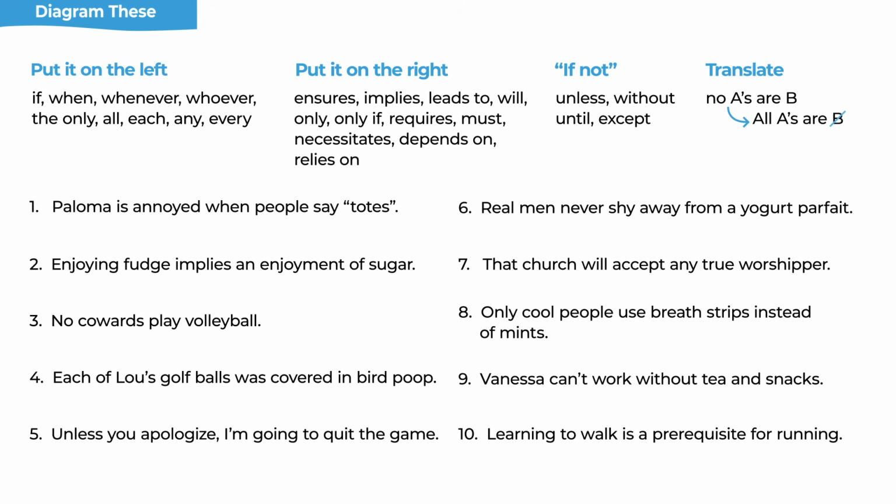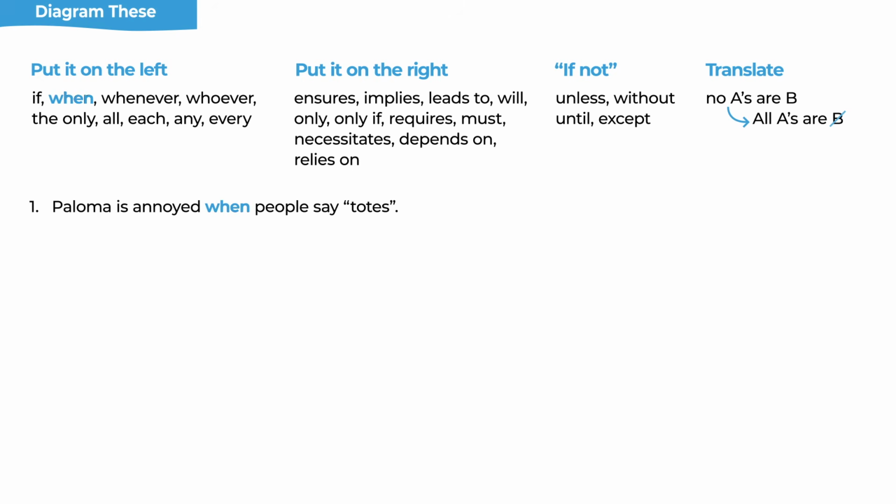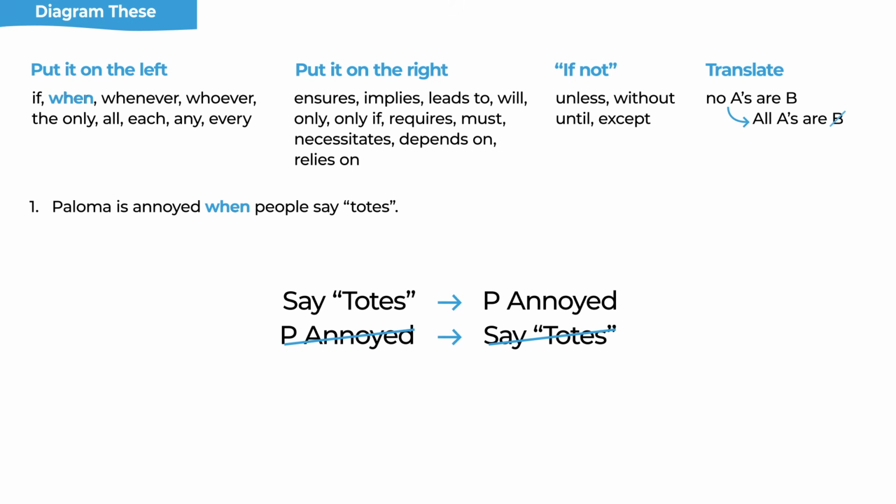Welcome back. The first one has a keyword: when. When is a left side idea. So on the left of the arrow, we put totes. On the right, we put Paloma's annoyed. If somebody says totes, Paloma's annoyed. Contrapositive: if Paloma's not annoyed, then nobody said totes.